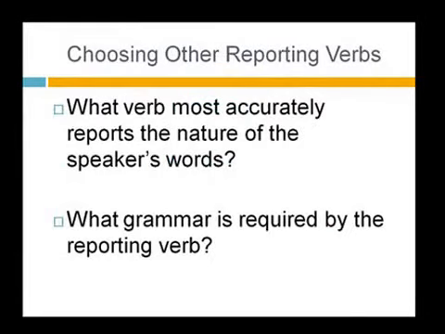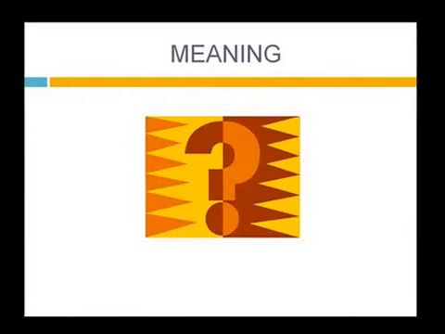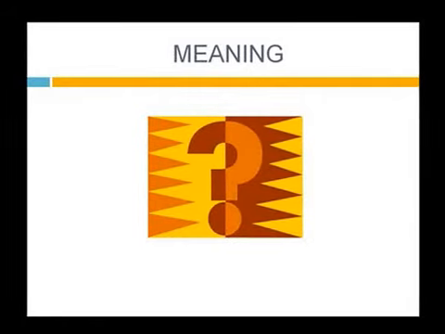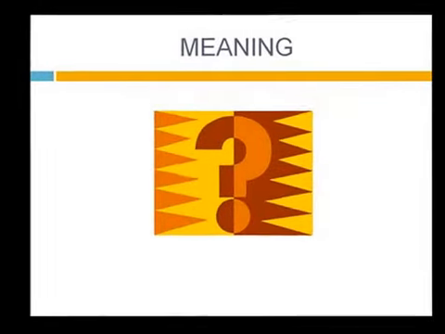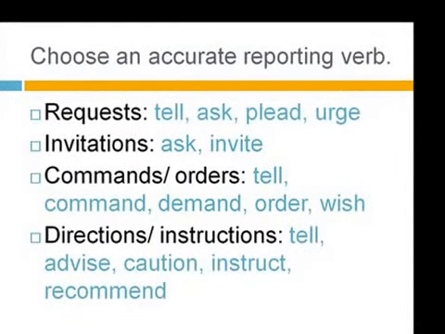When choosing other reporting verbs besides the most common ones of say, tell, and ask, you need to think about these two questions. What verb most accurately reports the nature of the speaker's words? So focus on meaning. What grammar is required by the reporting verb? Think about structure. I'd like to present other reporting verbs to you now, and I'll group them by meaning. By focusing on the speaker's purpose, you can choose an accurate reporting verb.